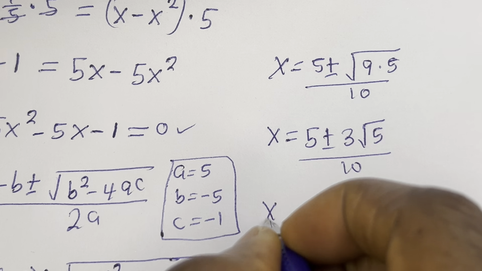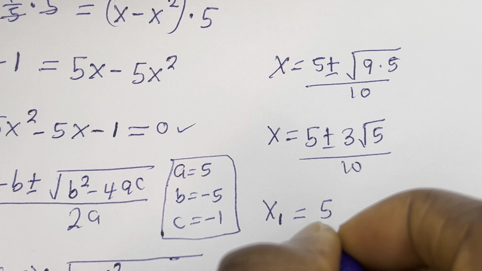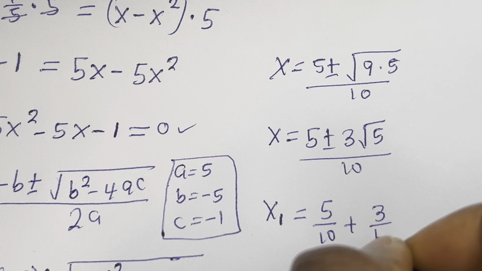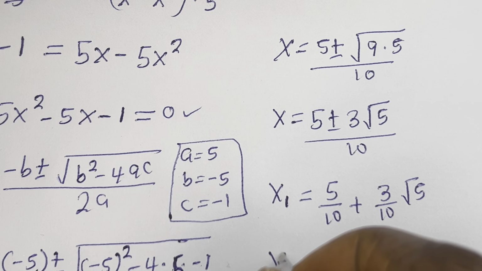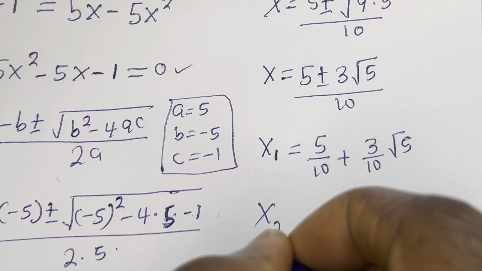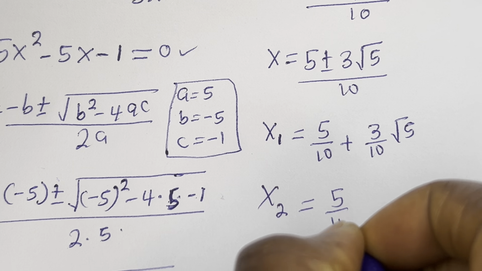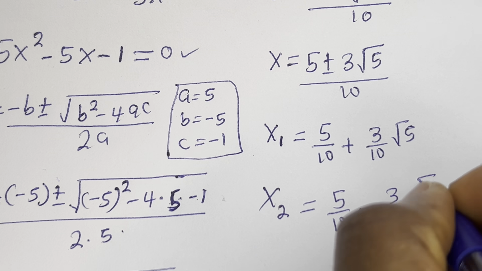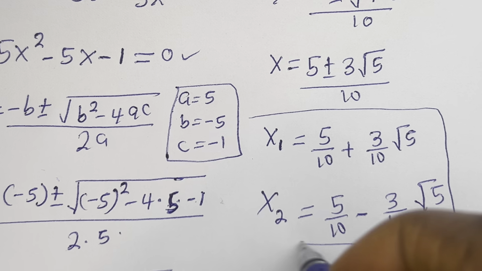Now s1 is equal to 5 over 10 plus 3 over 10 root 5, and s2 is equal to 5 over 10 minus 3 over 10 square root of 5. These are the values of s.